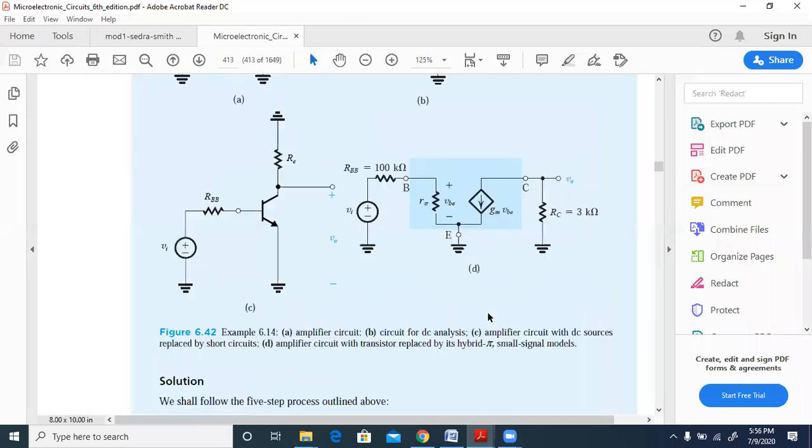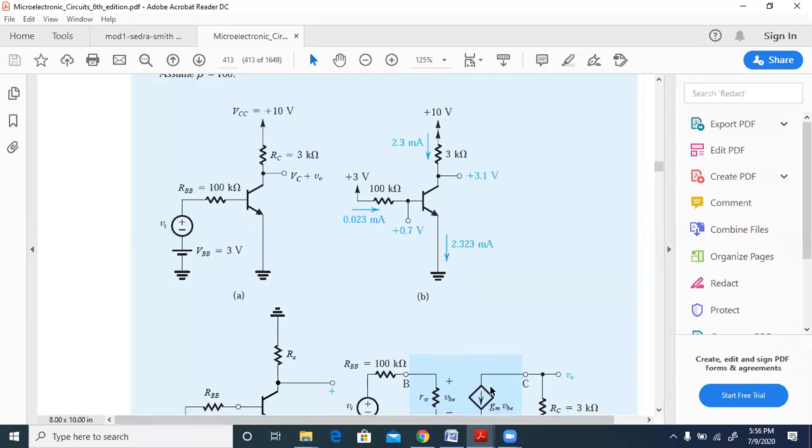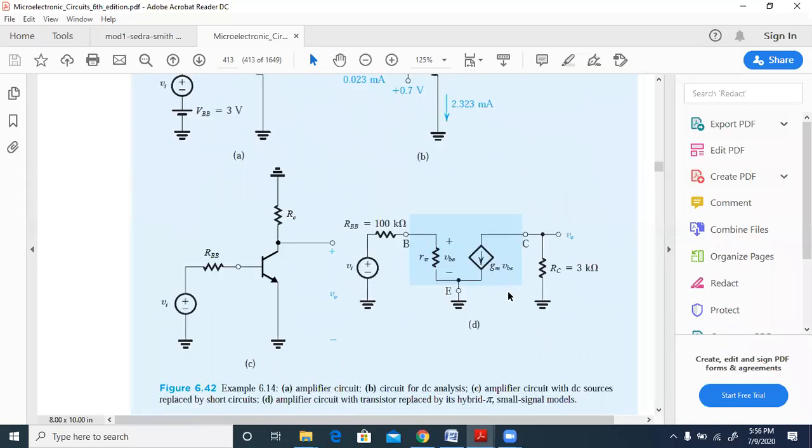You will either way get the value of GMVBE, GMVB, whatever value you get over here, and that is flowing like this. You can see that it is downward here, so naturally the current will be upward here. So current will be flowing like this. So this is a current source. Please remember that this is a dependent current source, and that value is equal to GMVBE.